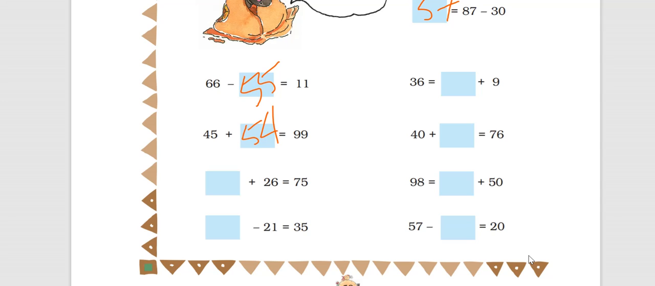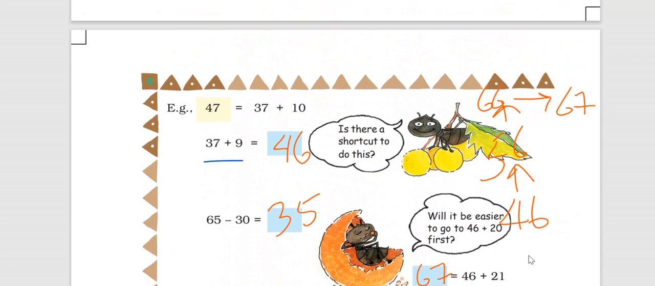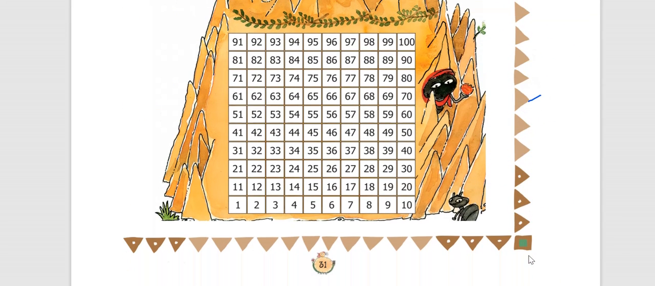The next one is dash plus 26 is 75. Okay, let's start at 26 and see how we can get to 75. 26, come down to the line that has 7 tens. Okay, and then we have to go to 75, one step to the left.